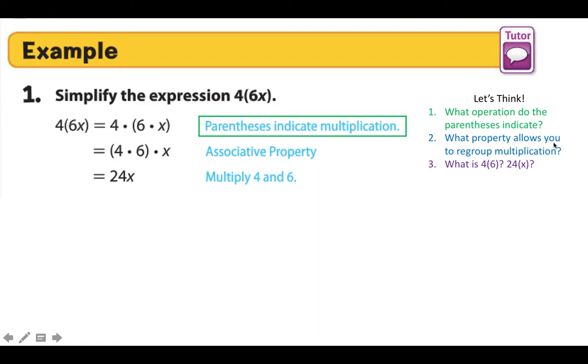Now, what operation allows you to regroup multiplication? That would be the associative property. Using the associative property, we can regroup 4 and 6 and put those two in parentheses. Those are both constants, and we can simplify 4 times 6. So, what's 4 times 6? If you said 24, you're right. So, we've got 4 times 6, and then we've got 24 times x.